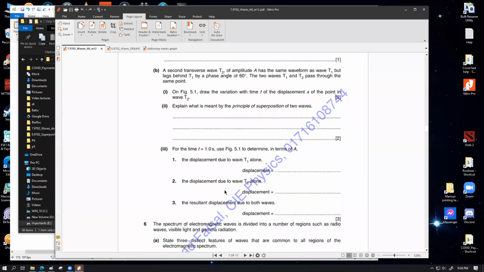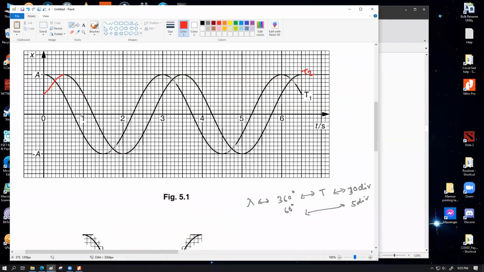Yes, sir. Okay, here it asks us: for time t equals 1.0 s, determine in terms of A the displacement due to wave T1, the displacement due to wave T2, and the resultant displacement. At 1 second, let's have a look at our graph. This is the 1 second mark, and A was labeled as the amplitude. So for wave T1, which is a given wave, what is the individual displacement? How much would you define this displacement to be?